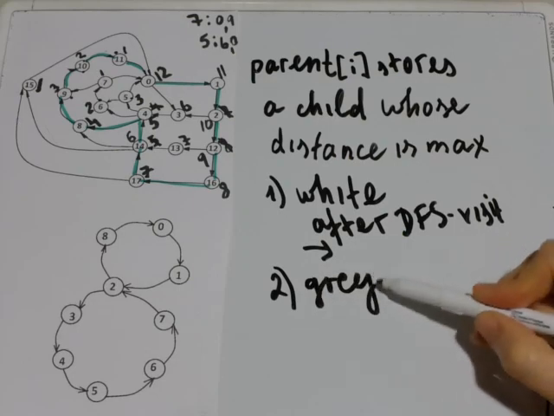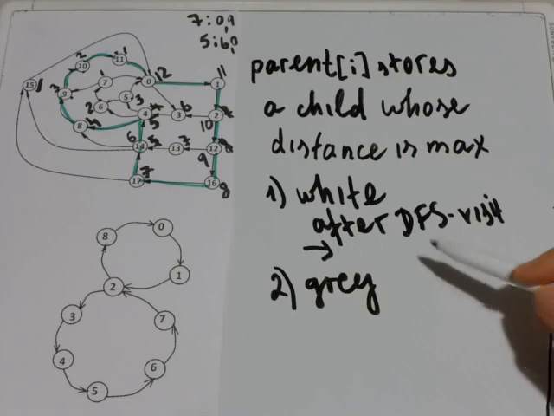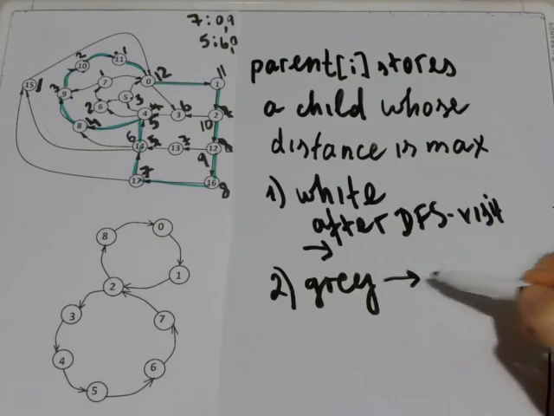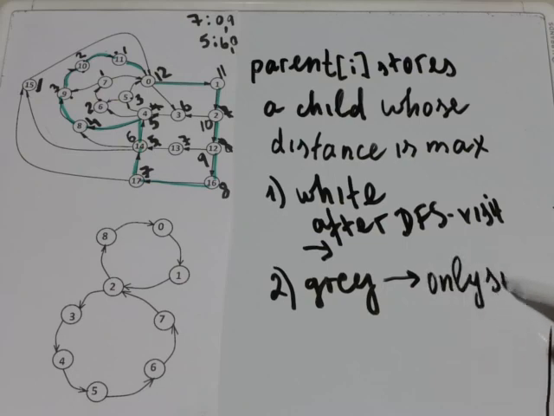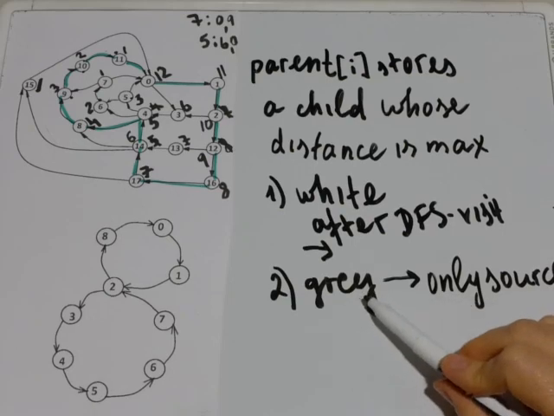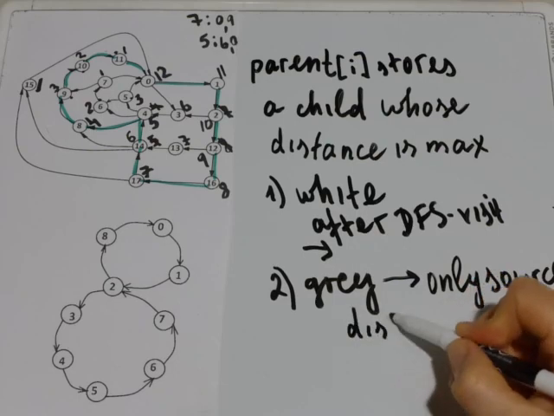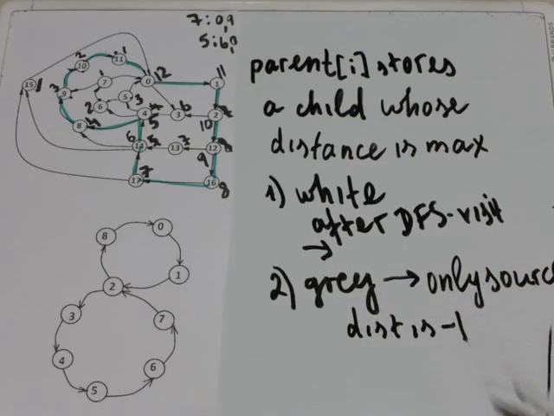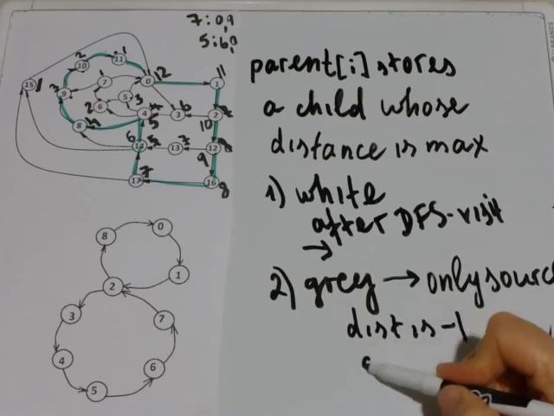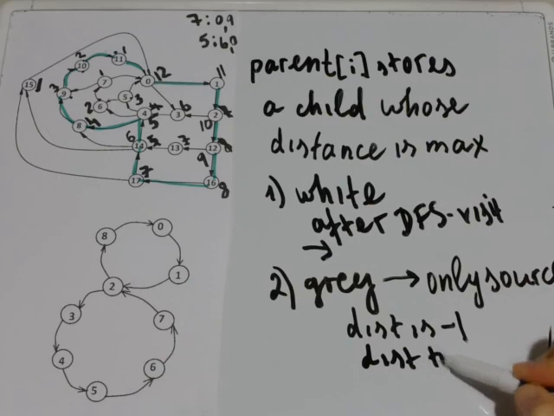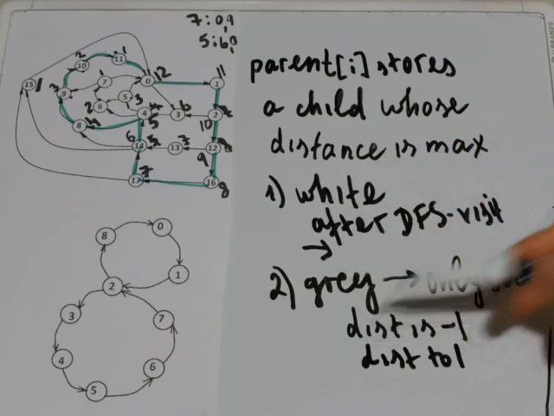Second, a neighbor of the current node can be gray. You only consider gray nodes that are the source. Only the source is considered in this case. And you only update distances if your current distance is -1. If the distance is -1 and it is the source, then you set your distance to 1. So those are two cases.